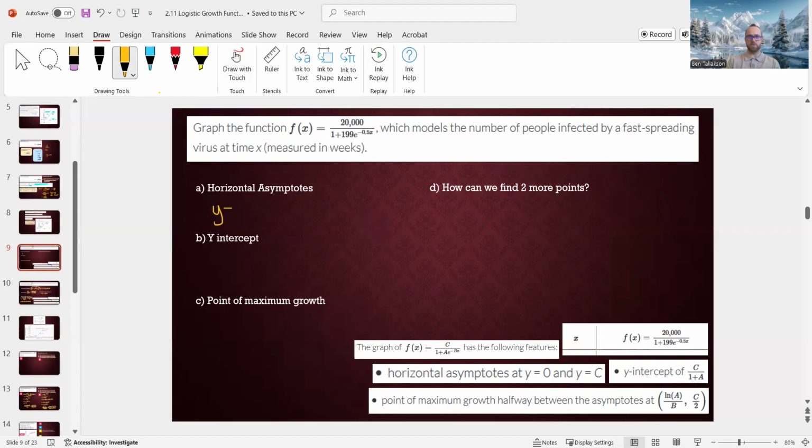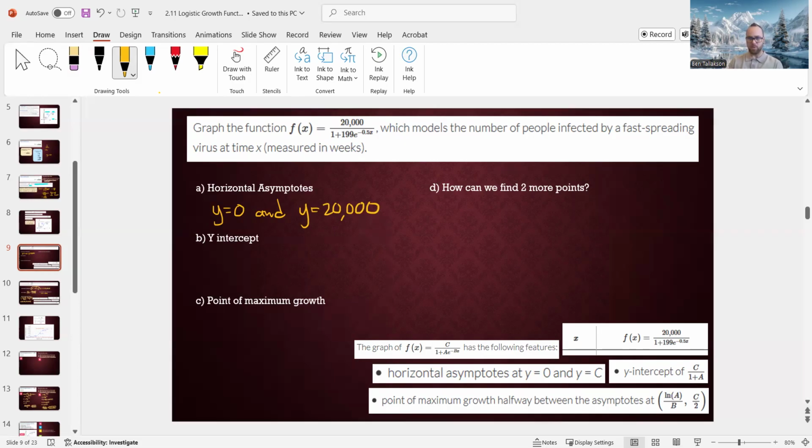Horizontal asymptotes, we said there's always one at y equals 0 and at C. So if C, the numerator, is 20,000, then y is the horizontal line at 20,000. What do we do next?